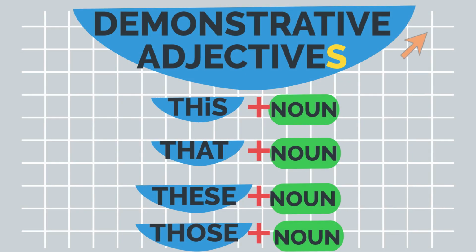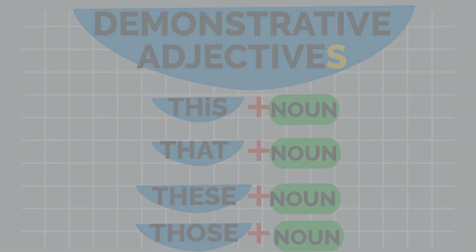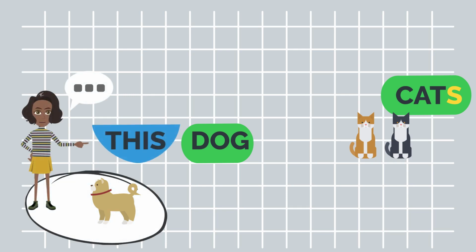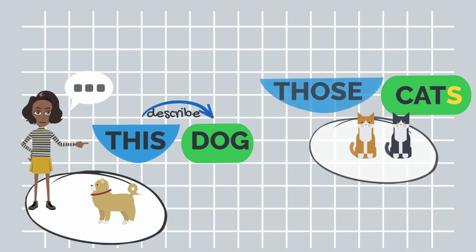Demonstrative adjectives describe nouns. We use them before nouns. This dog. Those cats.